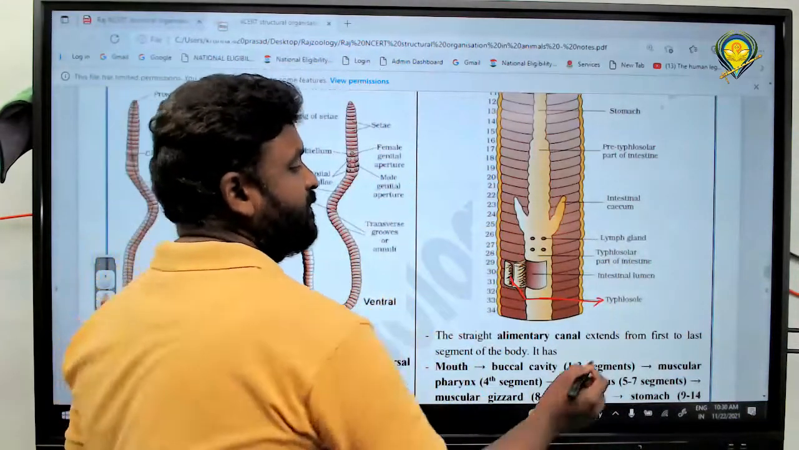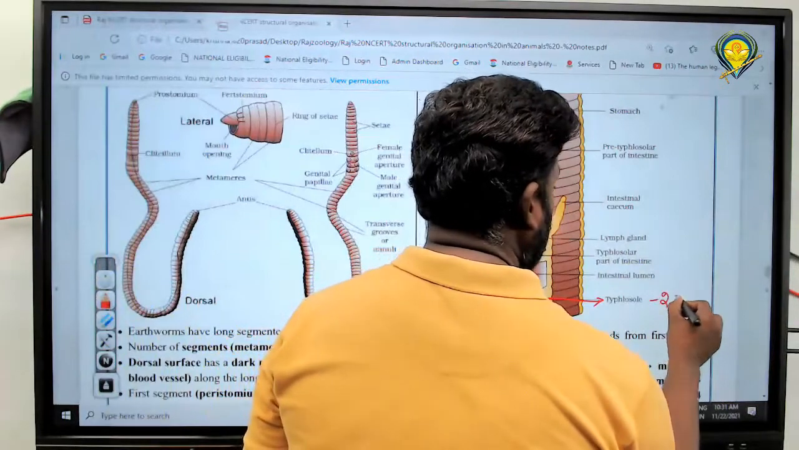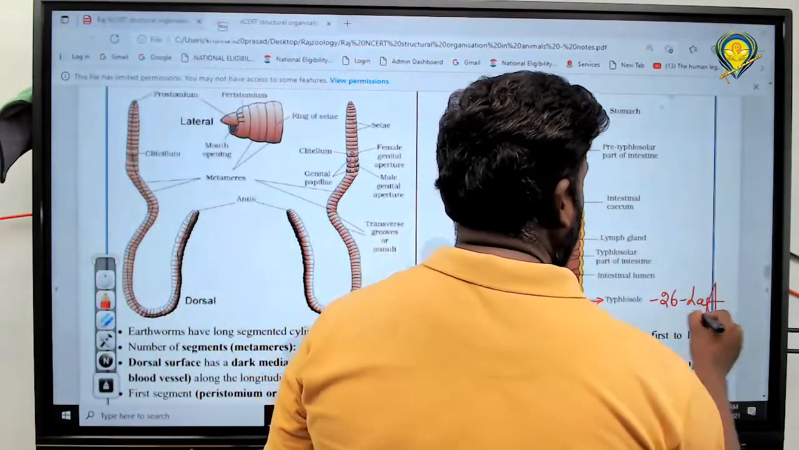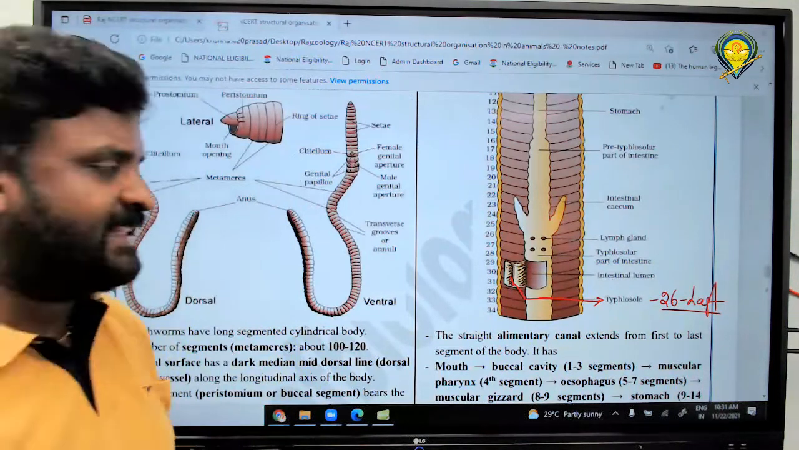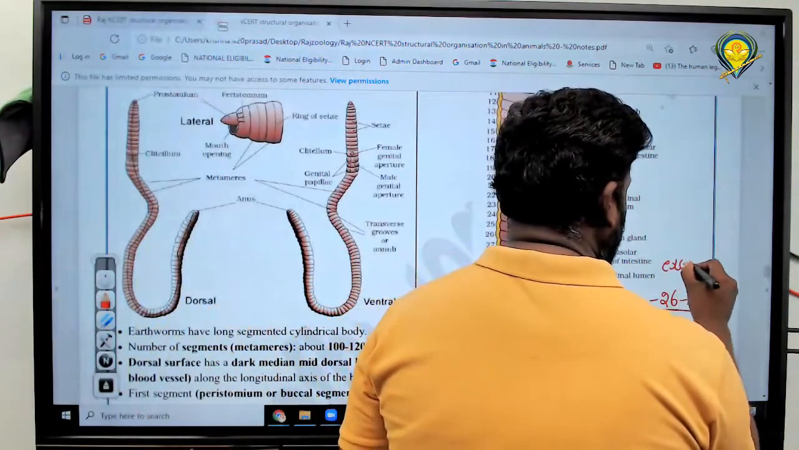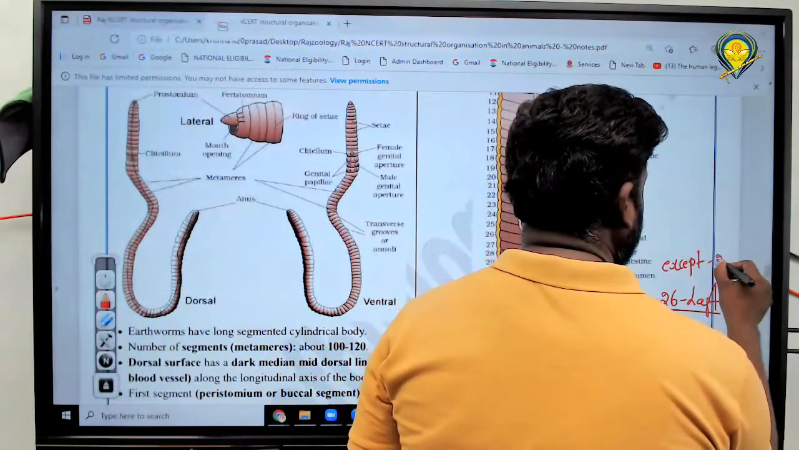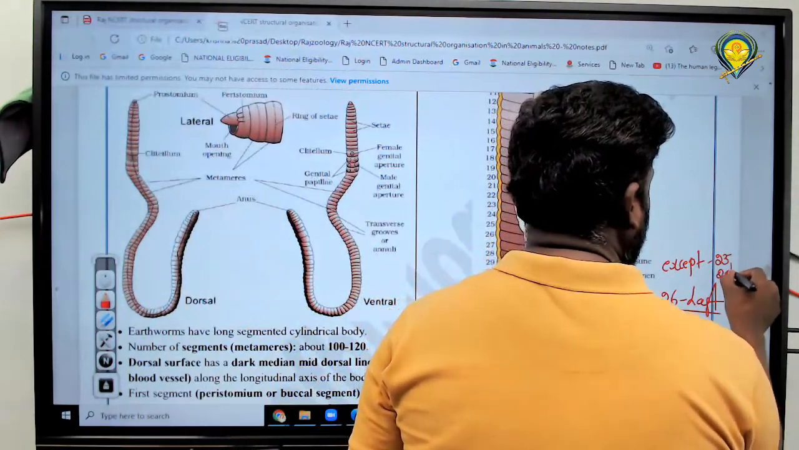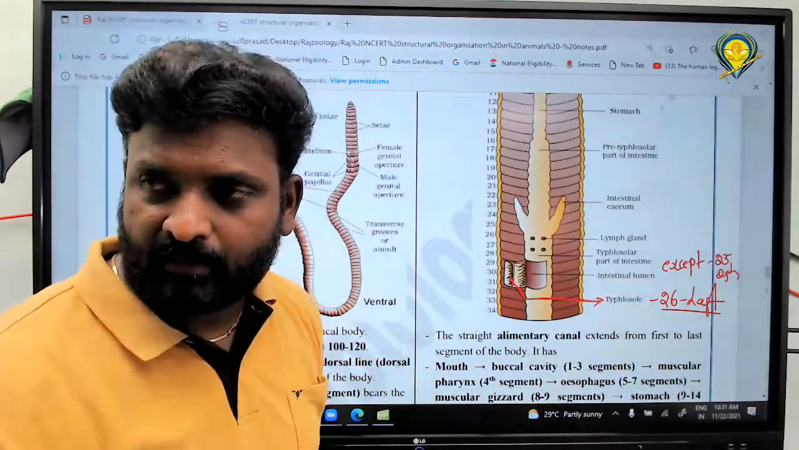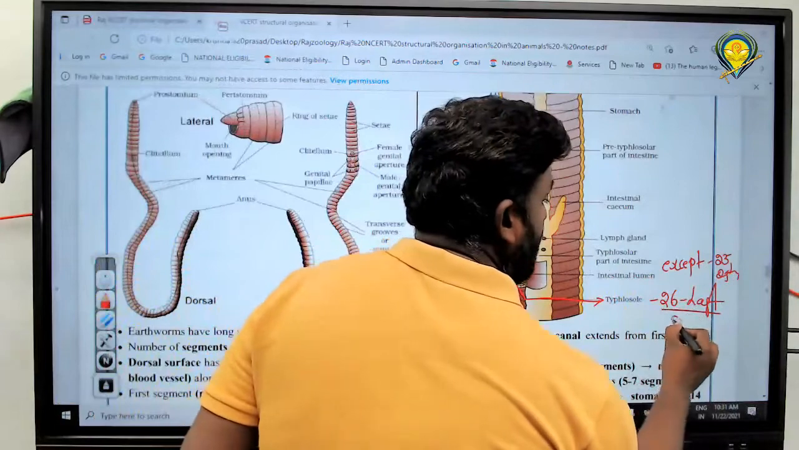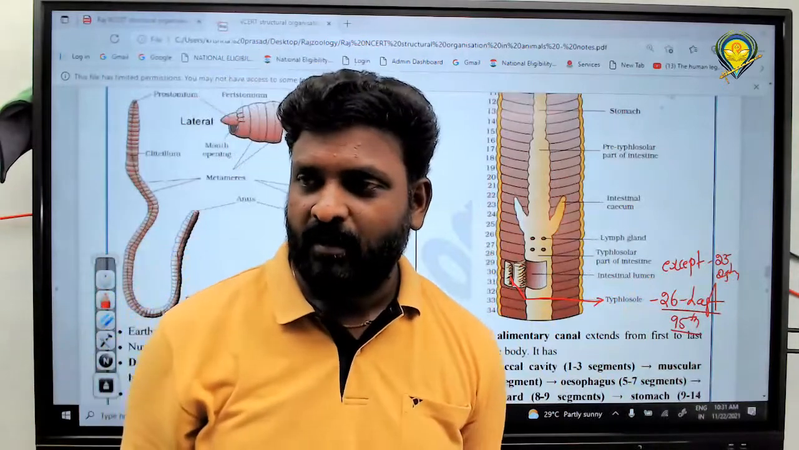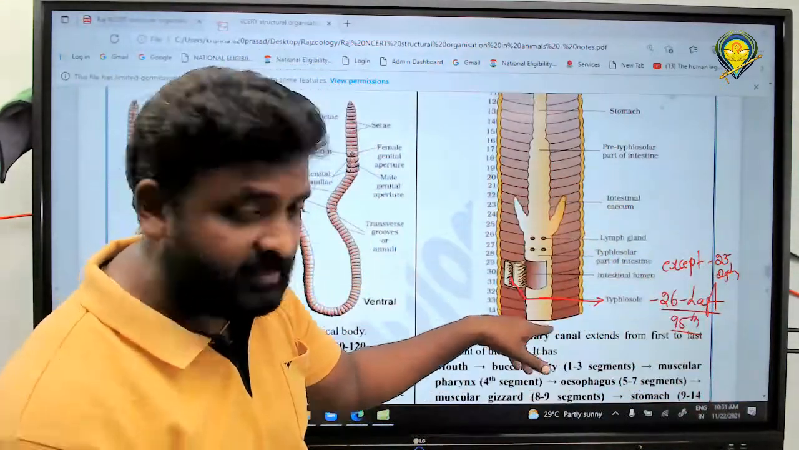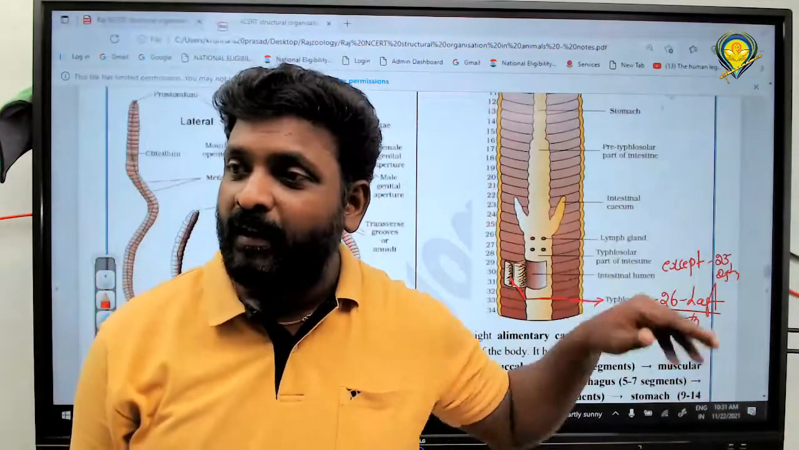Very good. And the typhlosole extends from the 26th to the last segment, except the 23rd to 25th. Please read it, all of you. 26th to last. Please write it, all of you. Last means how many? The 95th segment.